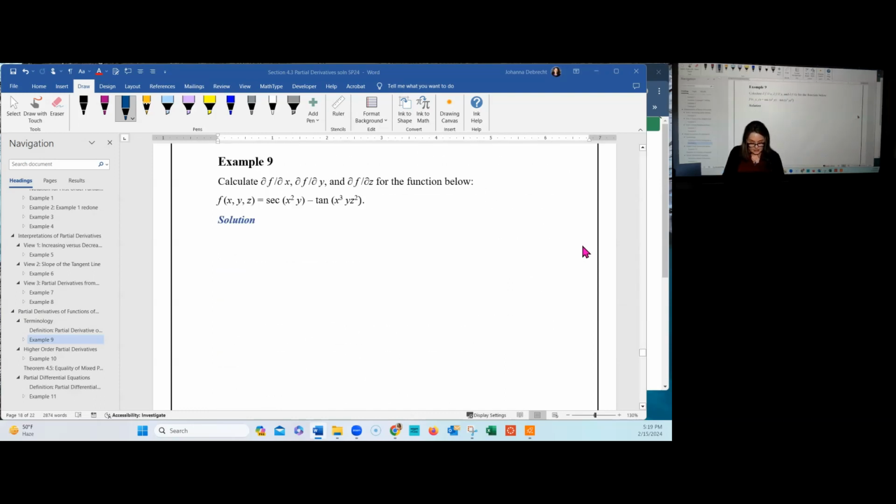Let's take a look at example 9, where we want to find all of the first partial derivatives of this function of 3 independent variables. So we're in 4-dimensional space. Again, remember that you're going to have to apply the chain rule. Derivative of the outside function, which is trig in both terms, leave the inside function alone times the derivative of the inside function. Go ahead and pause the video now to work out the 3 first partial derivatives, then turn it back on so we can compare.